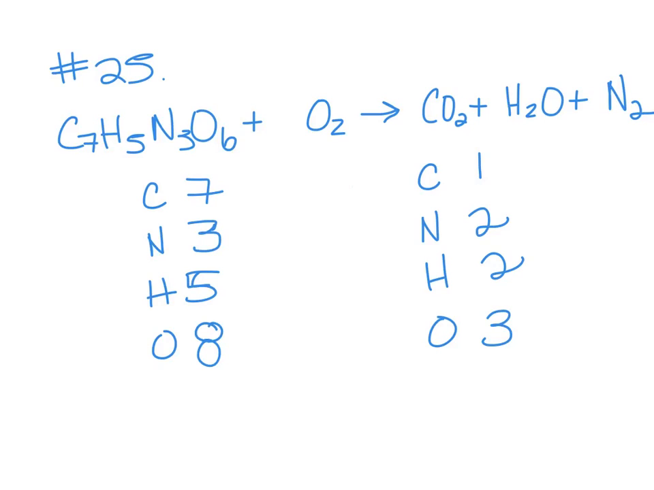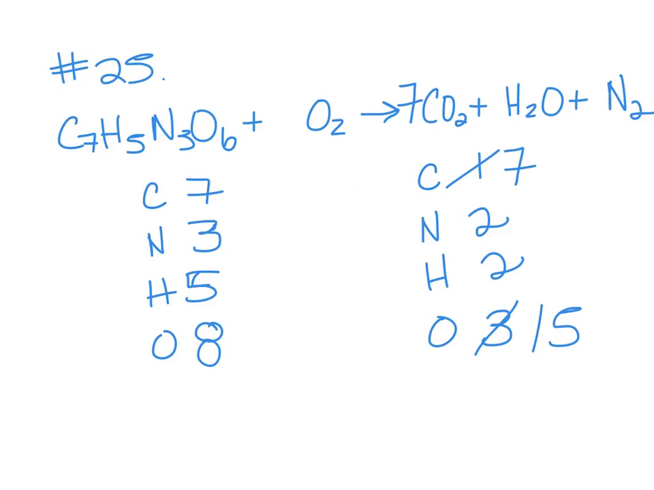So first of all, I'm going to balance the carbons first. I have 7 on the left, so I'm going to put a 7 on the right. That gives me 7 carbons, and then it's going to change my oxygen count. I have 7 times 2 gives me 14, plus 1 is going to give me 15 oxygen. So that balances out my carbon.